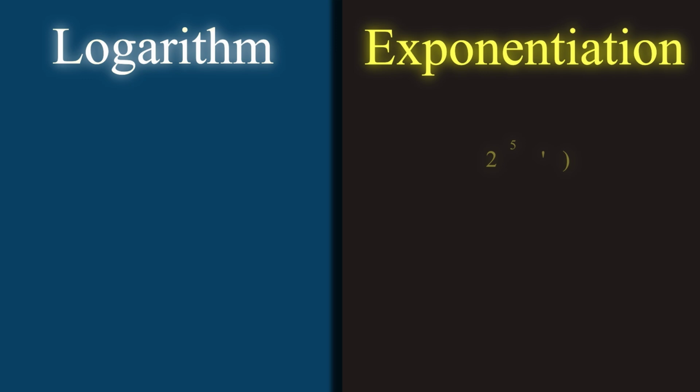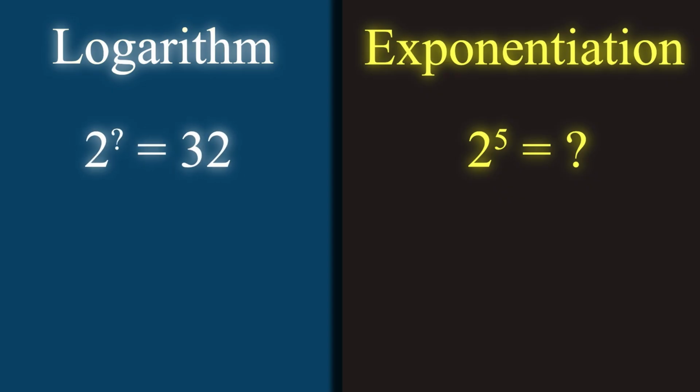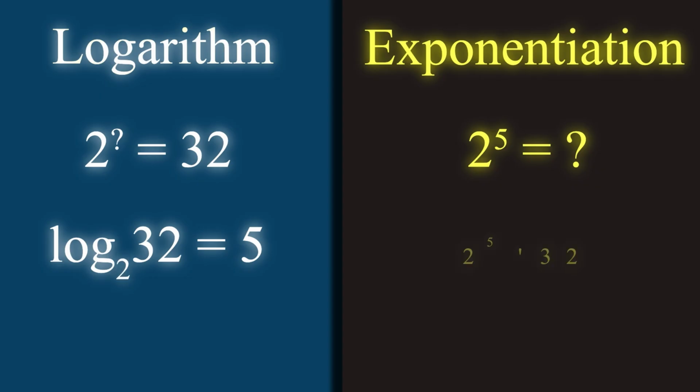For example, in exponentiation, we ask, what is the result of 2 raised to the power 5? In logarithm, we ask, which power of 2 has value 32? Mathematically, log base 2 of 32 is 5. That's the same as saying 2 to the power 5 equals 32. Now you might ask, does this really help in calculation? And sadly, not at first.